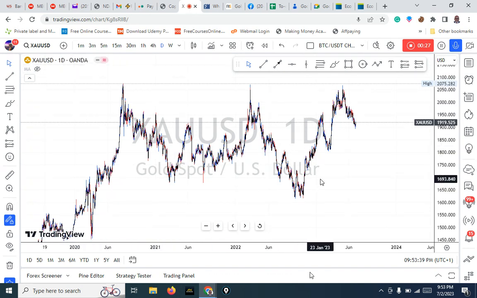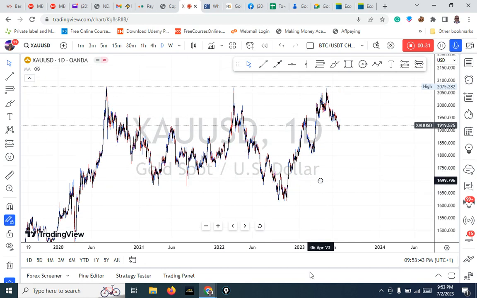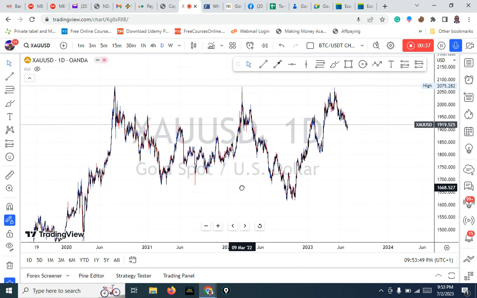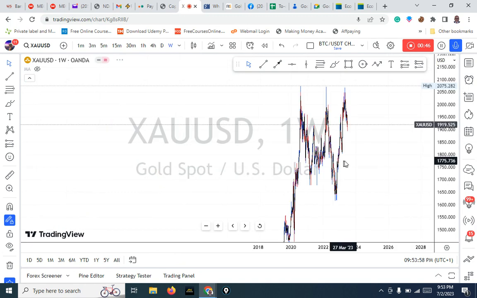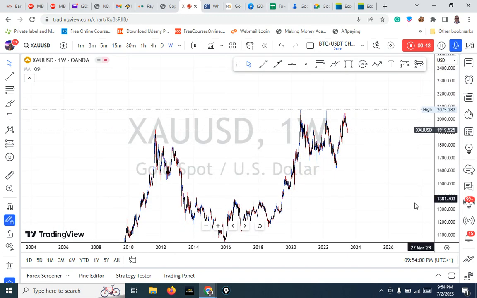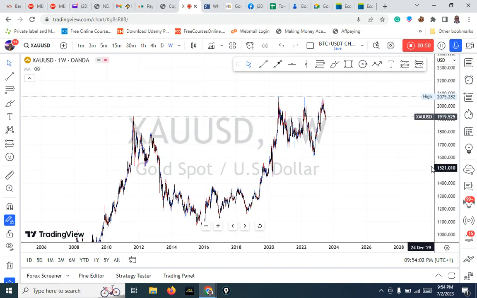I start my analysis from the daily time frame. Possibly I may take entries from the daily time frame, I don't know, but I like looking at it because the daily time frame gives me a very broad picture of what the market is doing. I could also go up to the weekly time frame to still see what the market is doing.